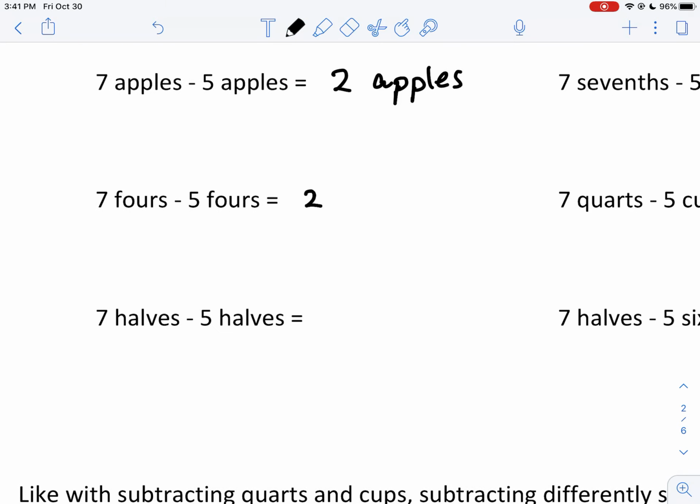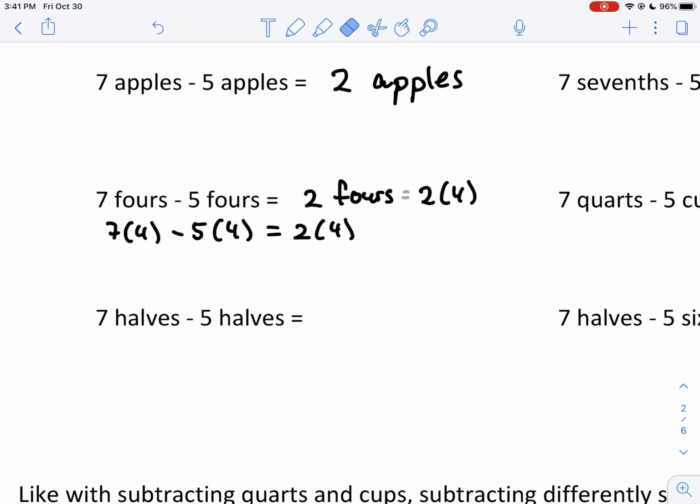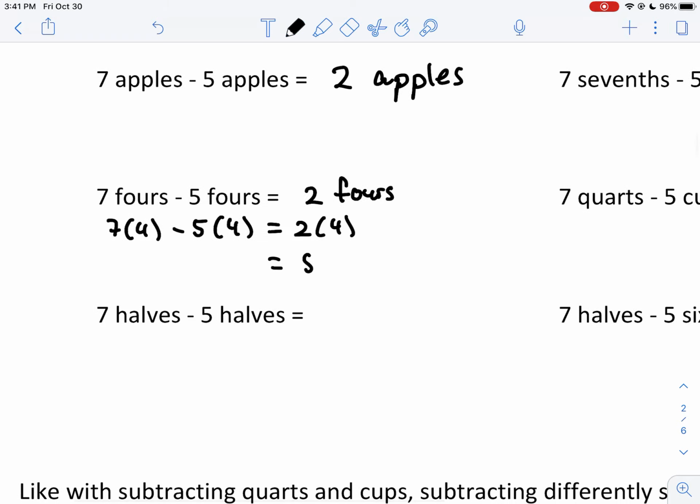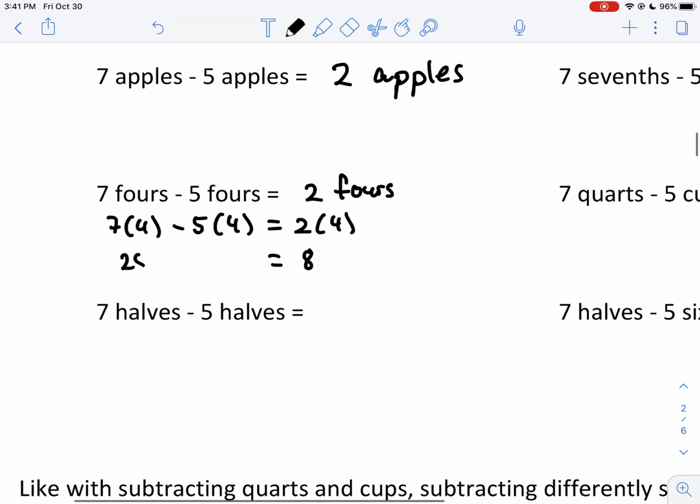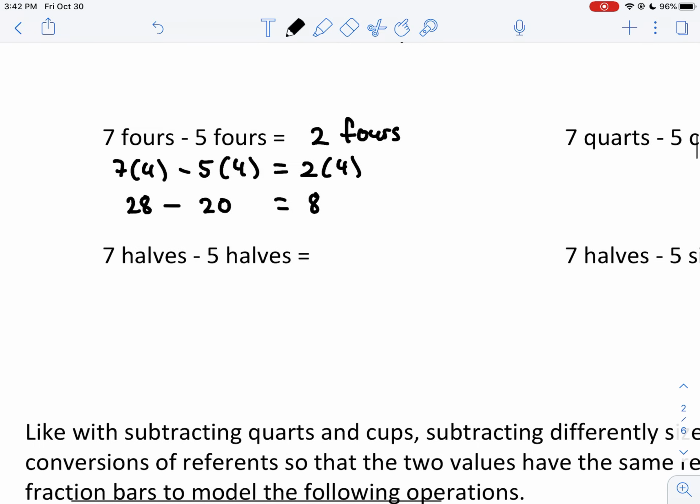7 fours minus 5 fours. That only leaves you with 2 fours. In other words, 2 times 4. All right, so if you have 7 fours and you take away 5 of those fours, you can see why you get 2 of those fours. And 2 fours is 8. 7 fours is 28, if you want to go this way. 5 fours is 20. And so you can see we get the confirmation that 28 minus 20 is 8, and 7 fours minus 5 fours gives you only 2 fours.